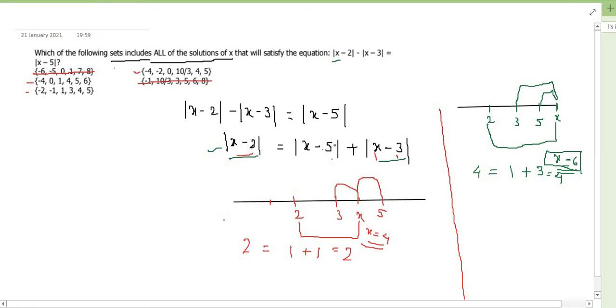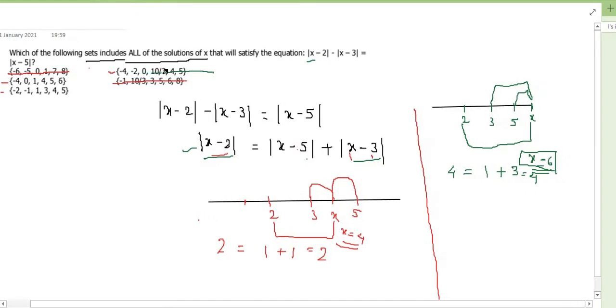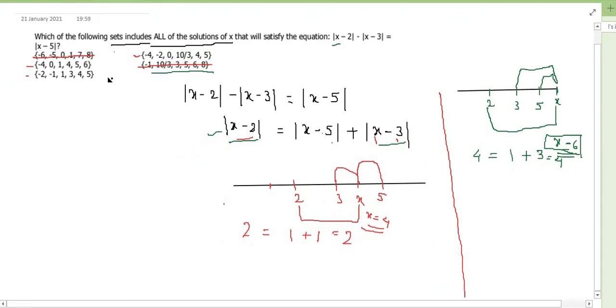So now let's get rid of the options where x is equal to 6 is not there. If you look at this option, it does not contain x is equal to 6. Similarly, the last one does not have x is equal to 6. So the only option that we are left with is this, right? So you see both 4 and 6 are part of this set. As I told you, the remaining values, 5, minus 4, 0, 1, may not be solutions of this, but this set definitely contains all the solutions of the equation.